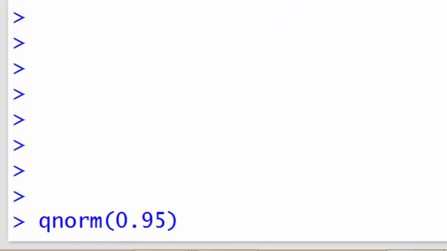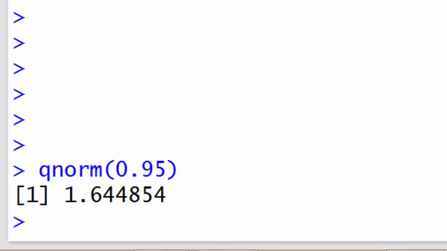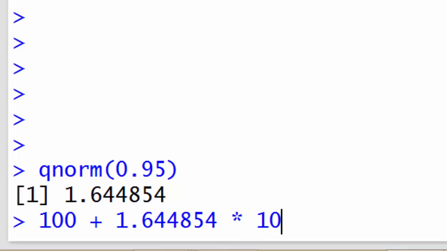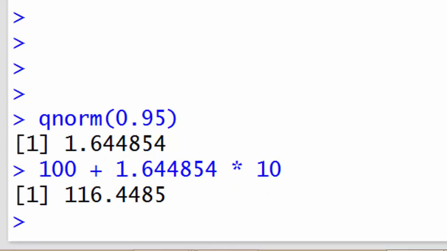So we want qnorm 0.95, and if we hit return, it's going to give us the standard normal quantile that we remember, 1.64. So we know that that quantile is 1.64 standard deviations away from the mean. We could pretty easily just do that, right? 100 plus 1.644845, let's just give it the whole thing, times 10, so that's 116.44. That's the answer.